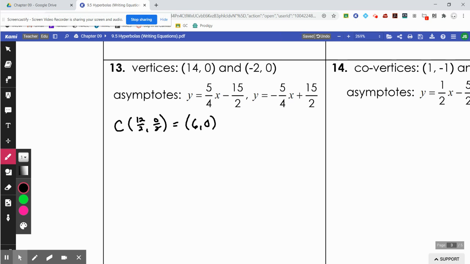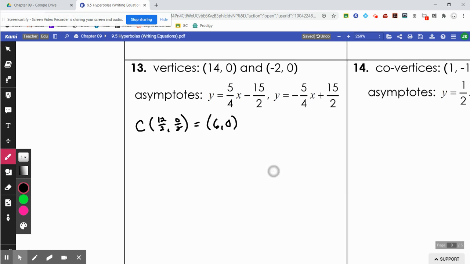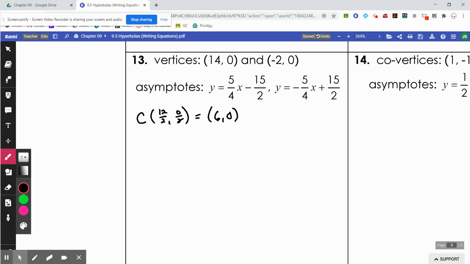Let's see. This time they give us asymptote lines. So this is going to be a little bit trickier to find out where those A's and B's values are. We're going to have to think a little bit deeper into this. We can very easily, though, determine if it's a horizontal or vertical by looking at these vertices. Right 14 up 0, left 2 and up 0. Those points are horizontal from each other, so therefore my hyperbola is going to be horizontal.